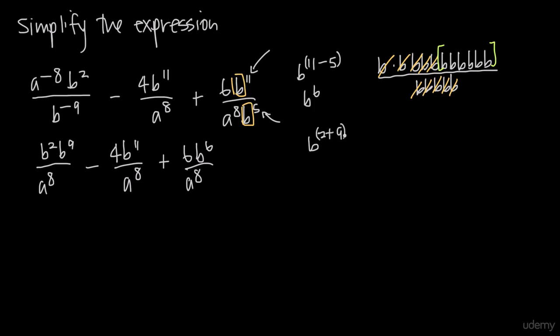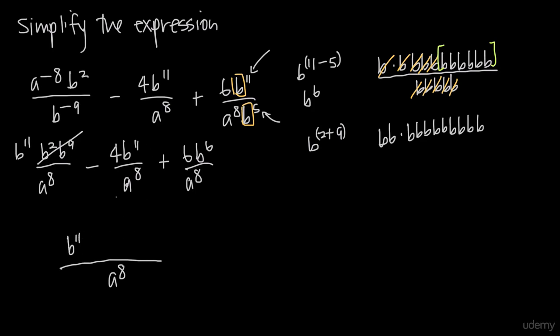We add our exponents together, because b squared times b to the 9th, 1, 2, 3, 4, 5, 6, 7, 8, 9, is just like multiplying all 11 b's together. So we get b to the 11th. Cross this out and make it b to the 11th. Now we've simplified our numerators individually as much as we can, and we have a common denominator of a to the 8th. So we put a to the 8th in our denominator and combine our numerators. We have b to the 11th, and we keep our signs in between, so minus 4b to the 11 plus 6b to the 6th.